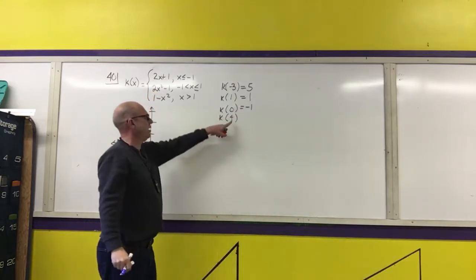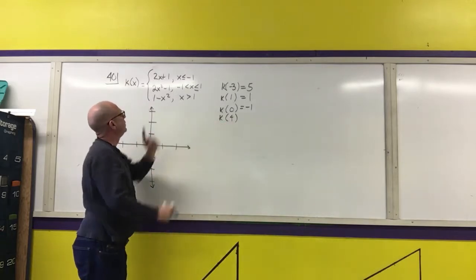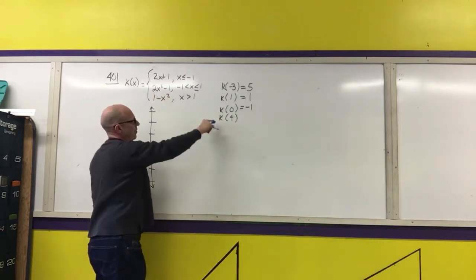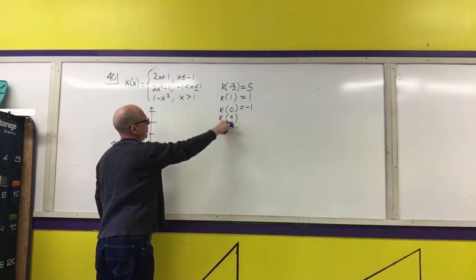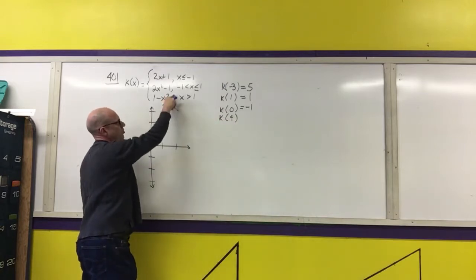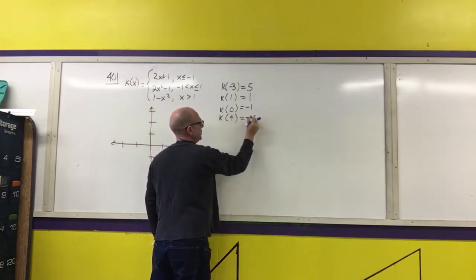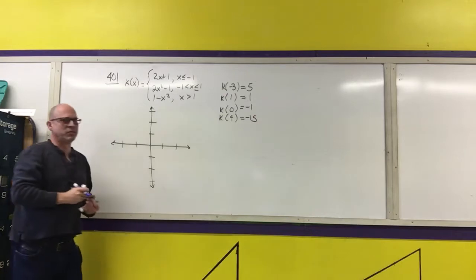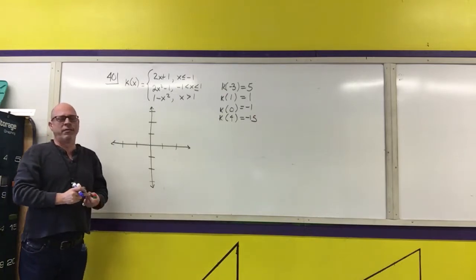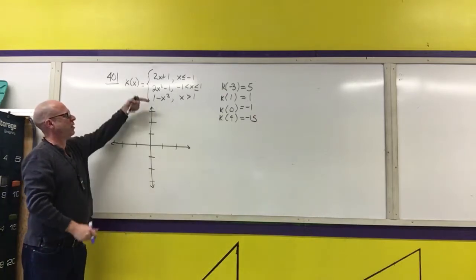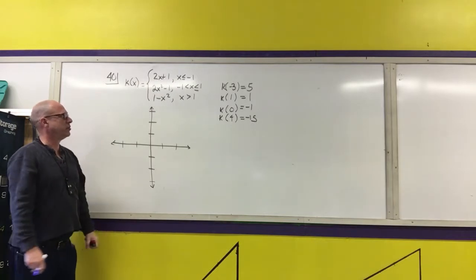And when x is 4, again, k of 4 is substituting a 4 in for x. 4 squared is 16. 1 minus 16 is negative 15. So that's how you evaluate a piecewise function. It's just like evaluating a regular function, but you need to determine which piece you are going to use.